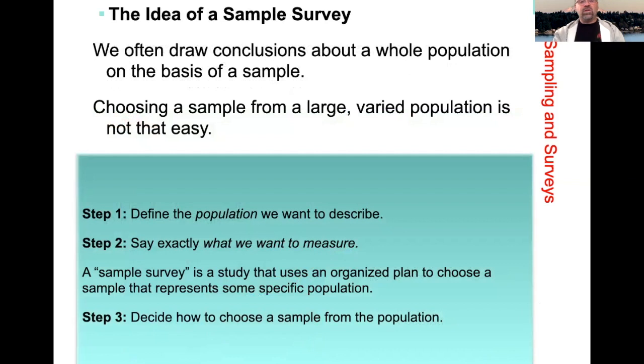When we start setting up our study, when we want to begin a statistical study, we start by saying, okay, what is the population we're interested in learning about? Then we say, what exactly is it that we want to measure? And the next thing we say is, how do we choose a sample from that population? So as we begin our statistical study, whatever it is, those are the first 3 steps we're going to go through.